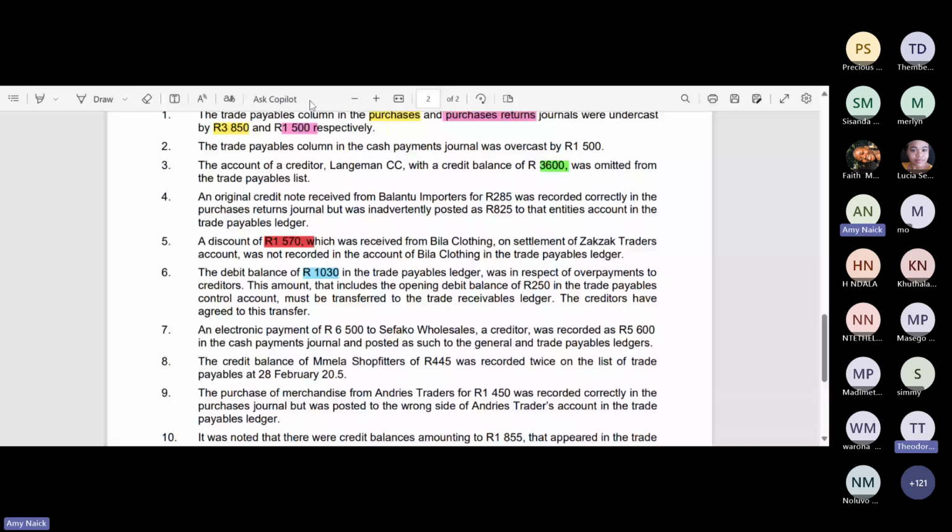So yes, because that debit balance is payment. We paid more already. Correct. So you effectively raise the creditor. I'm raising it. Yes. Okay. No, I understand. Thank you. Okay.